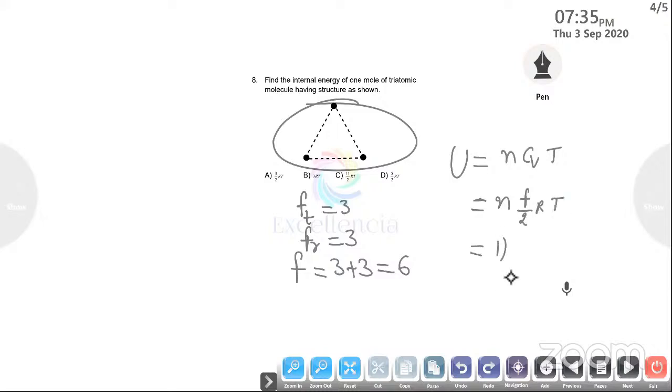n is 1, I am substituting the f value, the degrees of freedom is 6, by 2 into R into the temperature in Kelvin. So from here we can get this as 3RT. This is the option, so Option B is the answer.